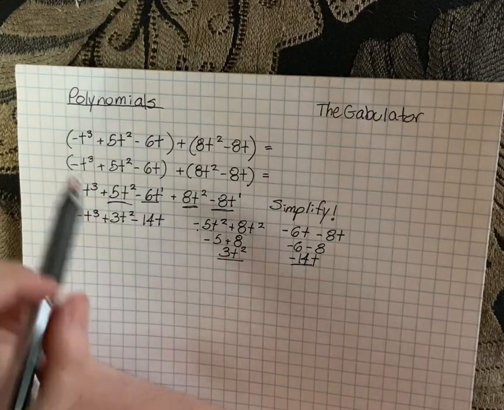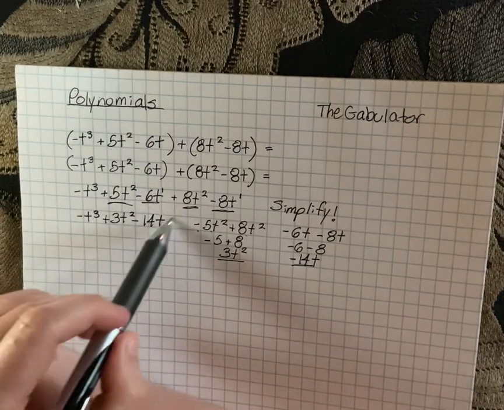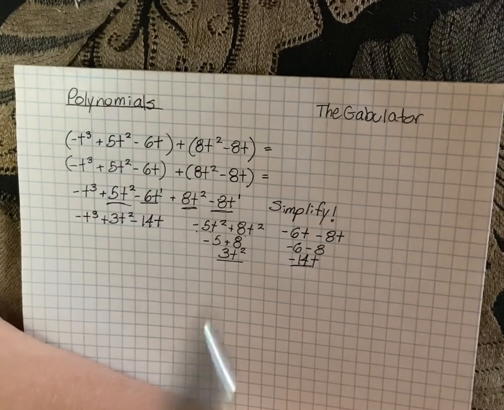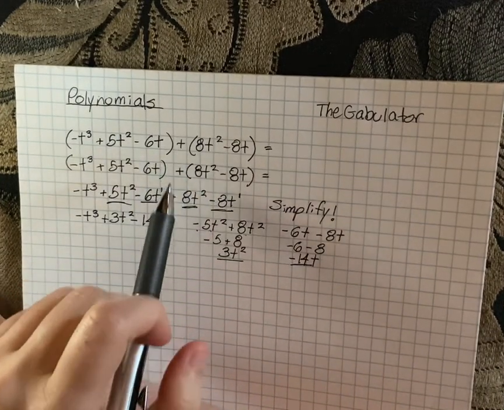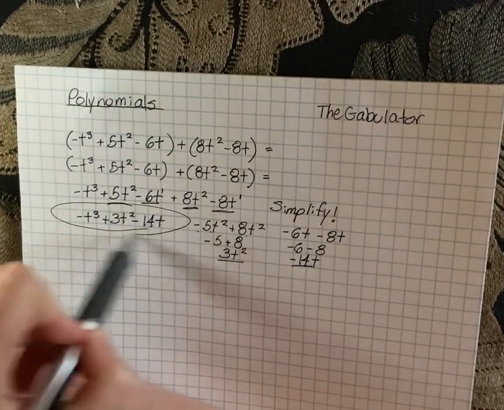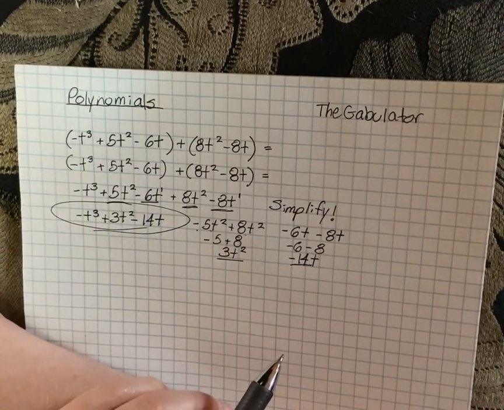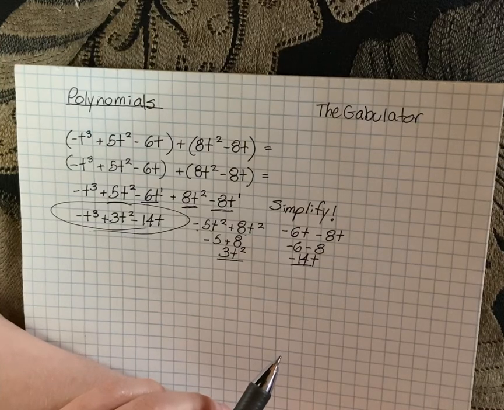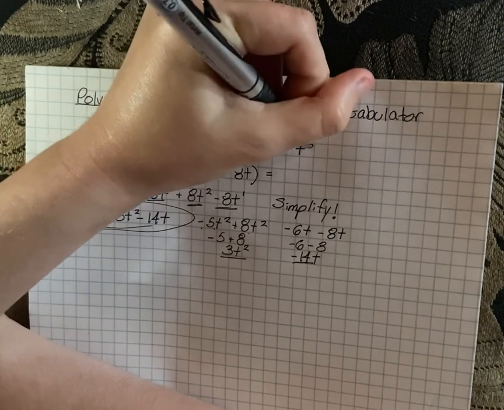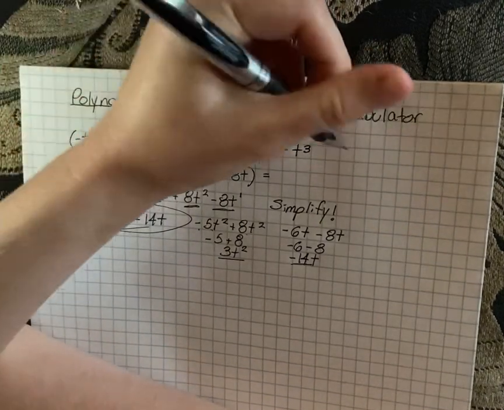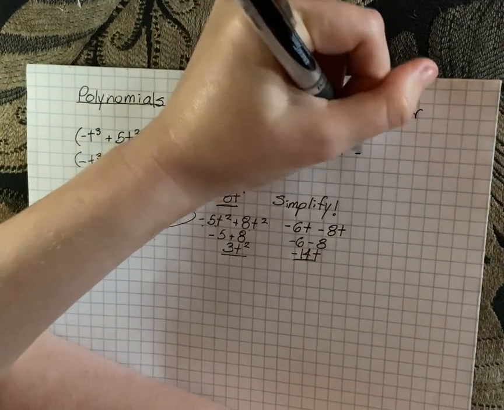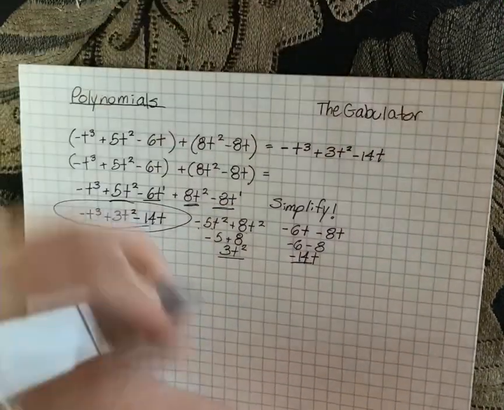All right, so we can't do anything else with this. They didn't want us to factor this at all. They just wanted us to add them. Remember, we were adding this whole time. So our answer is -t cubed plus 3t squared minus 14t. I'm going to write this over here as well. -t cubed plus 3t squared minus 14t is our answer.